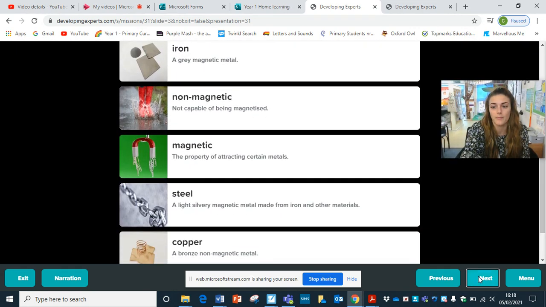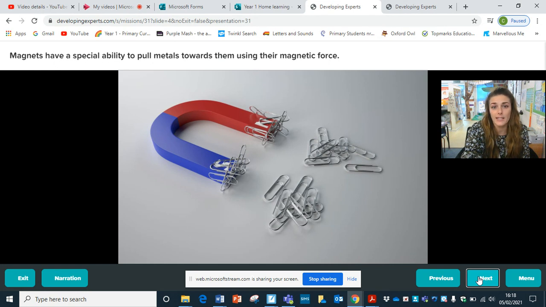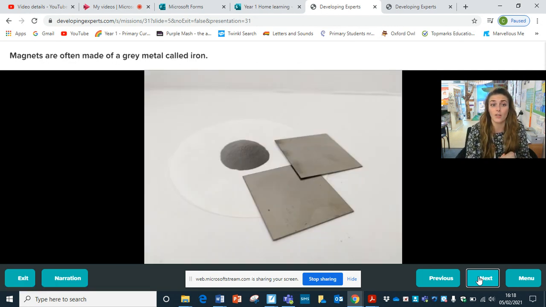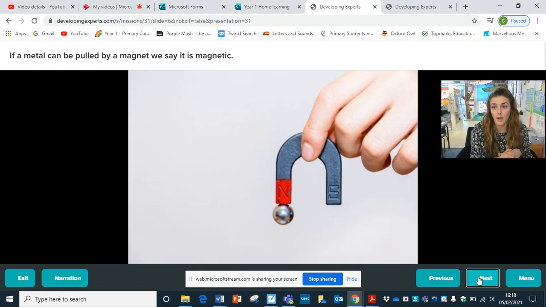So there's your keywords. Magnets have a special ability to pull metals towards them using their magnetic force. So when metal comes towards them, or something that is magnetic, you can feel the force or almost stick it to it. Magnets are often made of a grey metal called iron. There's some examples of what iron is, that grey metal. If a metal can be pulled by a magnet, then we say it is magnetic. So if it does stick to it, then it is magnetic.